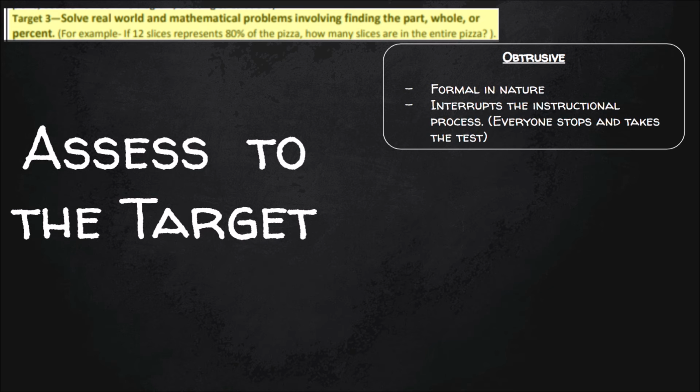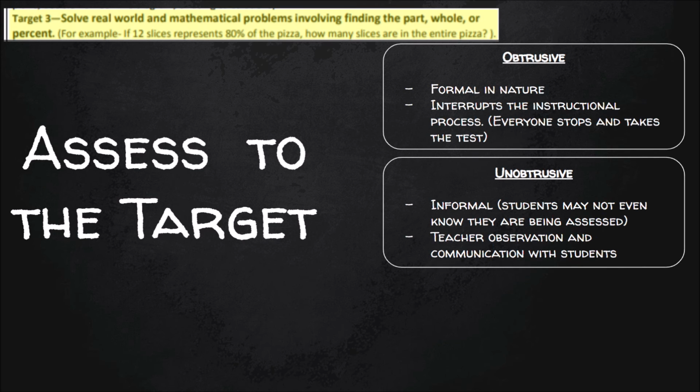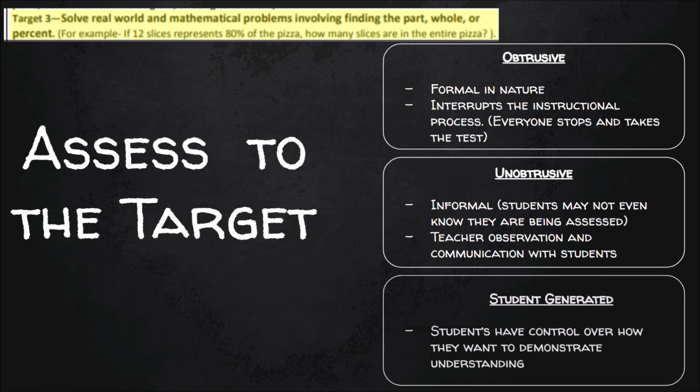One such way is through unobtrusive assessments. These are more informal in nature, such as simply using teacher observation to determine what a student knows. In fact, with unobtrusive assessments, students may not even know they're being assessed. A third way to assess student learning is by allowing them to generate their assessment. This is known as student-generated assessment and is often done through techniques such as a choice board.